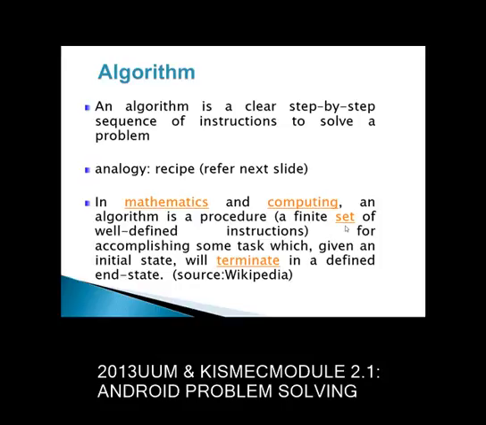So in mathematics and computing, an algorithm is a procedure. It is a procedure or finite set of well-defined instructions to accomplish some task which, given an initial state, will terminate in a defined end state. You have begin, you have end. So you start, provide all the values, process the values, and produce the result and terminate the software.